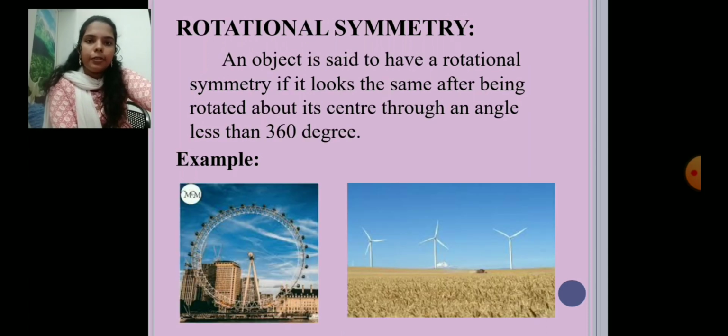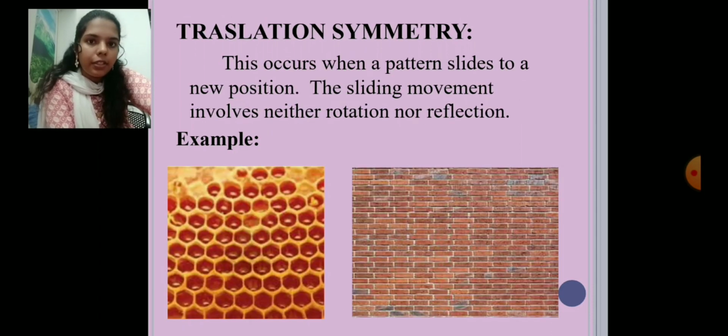The third type is rotational symmetry. An object is said to have rotational symmetry if it looks the same after being rotated about its center through an angle less than 360 degrees. This is known as rotational symmetry. The last type is translational symmetry. This type occurs when a pattern slides to a new position. The sliding movement involves neither rotation nor reflection. This is known as translational symmetry.